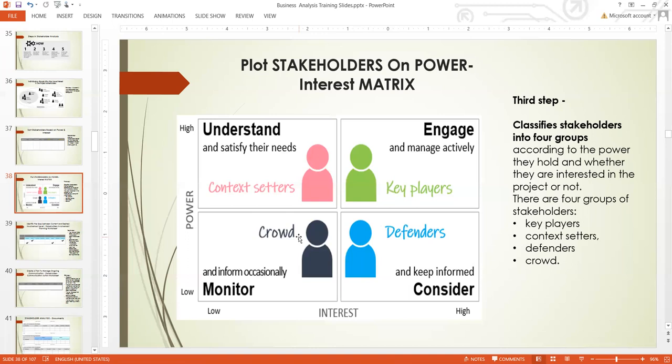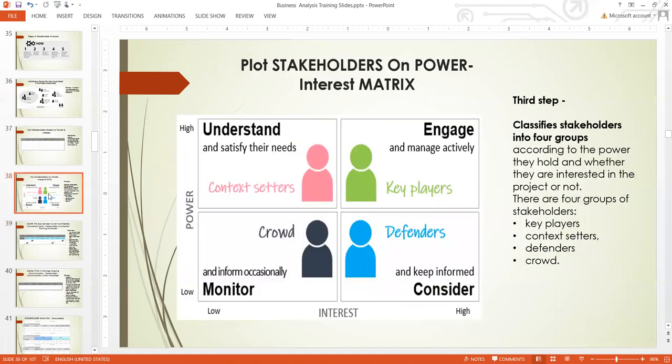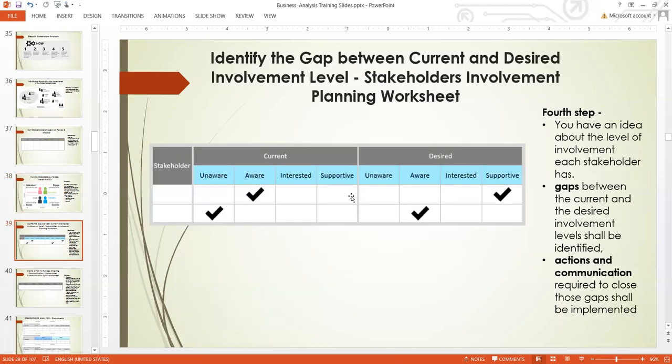And once you've done that, the next thing is to develop a gap analysis. To look at their involvement level, you try to identify the gap between the current and the desired involvement level. So looking at what you have observed from the power metrics, you start plotting them based on where they are and where they are supposed to be. So for some of them that have not been supportive, you have to work hard to gain their support.